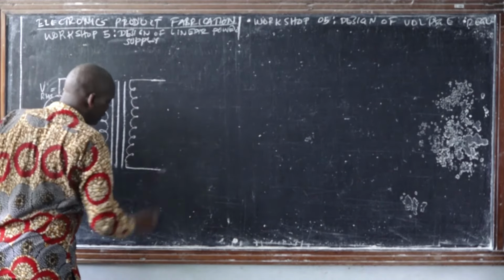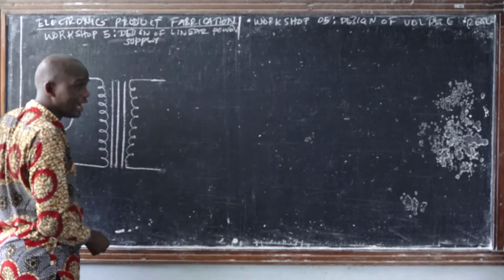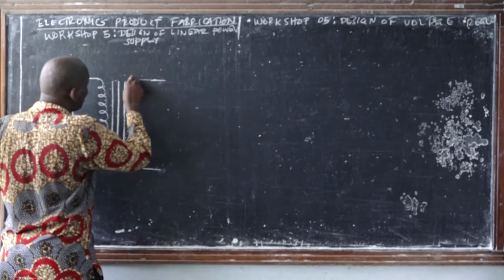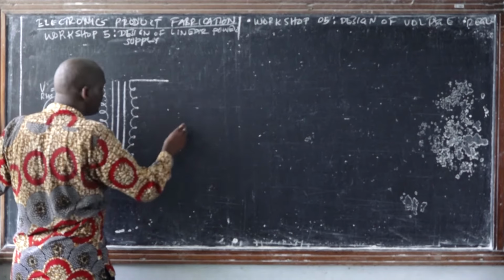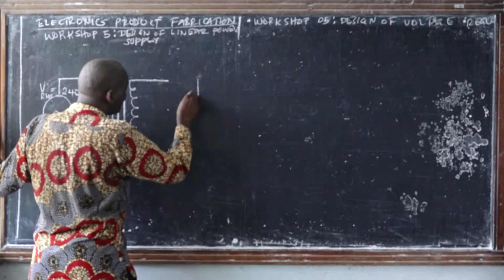Then, listen. The next block is the bridge rectifier, right? You have learned the way of drawing it, but let me teach you another style. You can draw the bridge rectifier in this style.